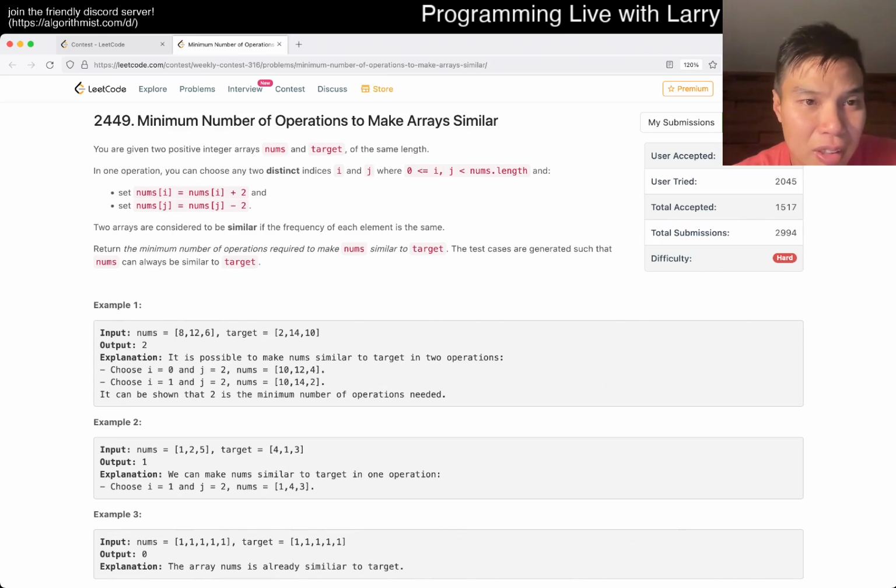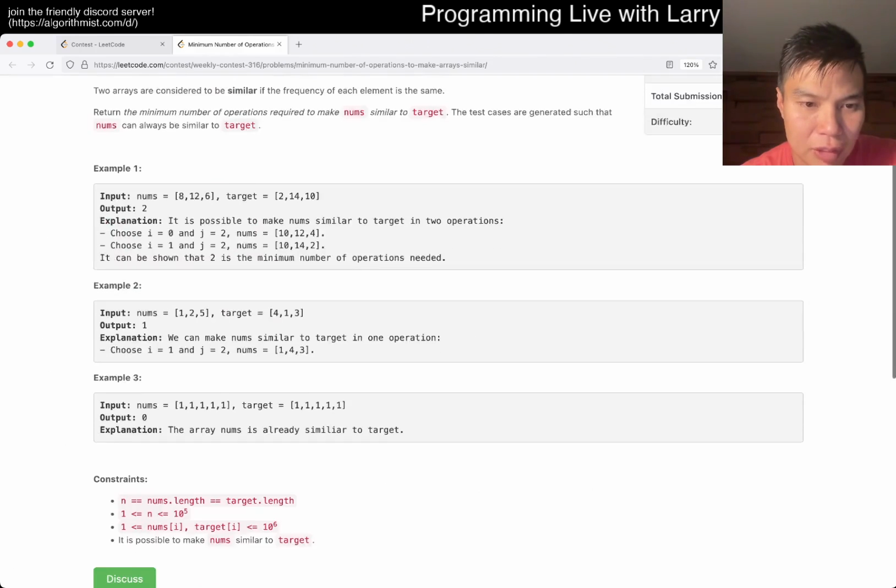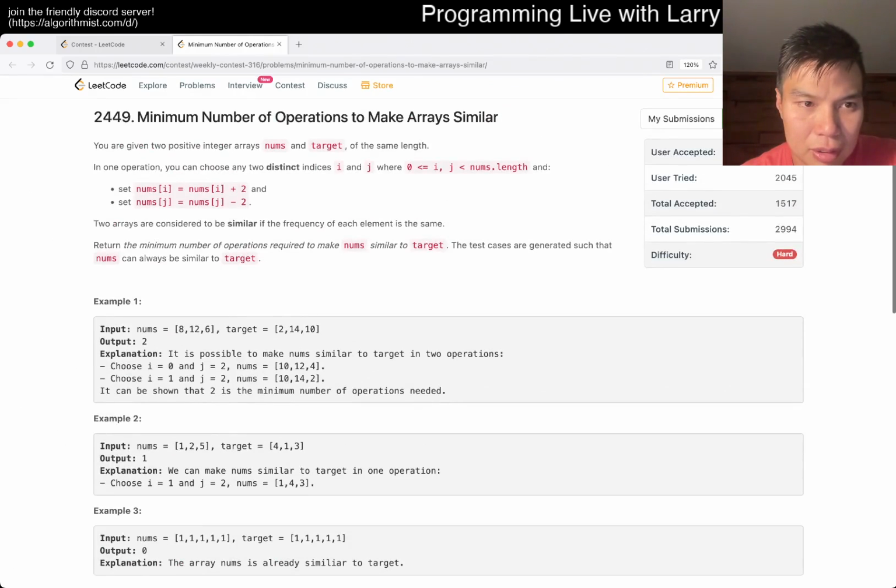Okay, so nums and target of the same length. Okay, you can take i and j, and basically you're taking 2 from one number to put on the other, and you're trying to make a target. Is it always possible? Similar to target. Okay, what does similar mean?